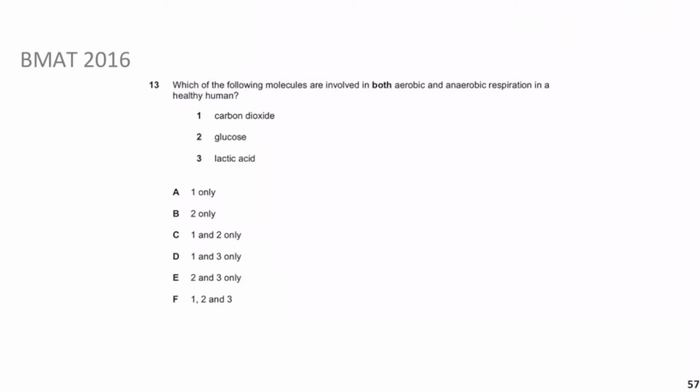But now, guys, we move on to BMAT 2016 question 13. So this one reads, which of the following molecules are involved in both aerobic respiration and anaerobic respiration in a healthy human? And really, guys, with the previous question, I think you should have enough information, hopefully, to get this question right. So, guys, pause the video, give yourself a minute, and make sure you're back. We'll be going through the solution.